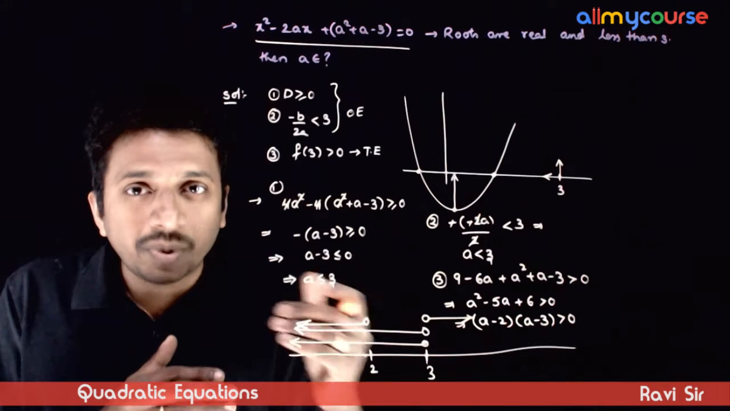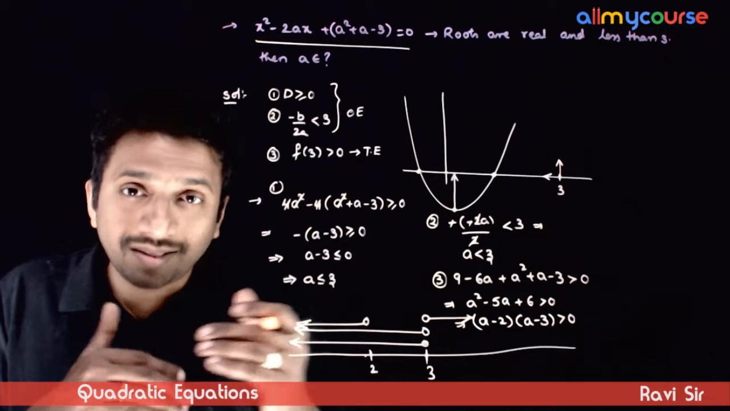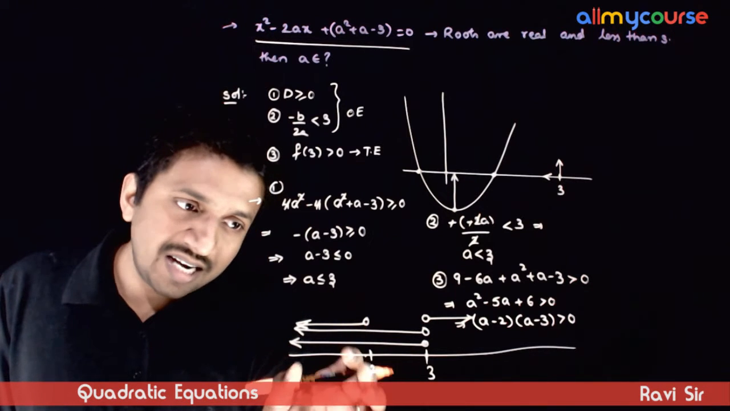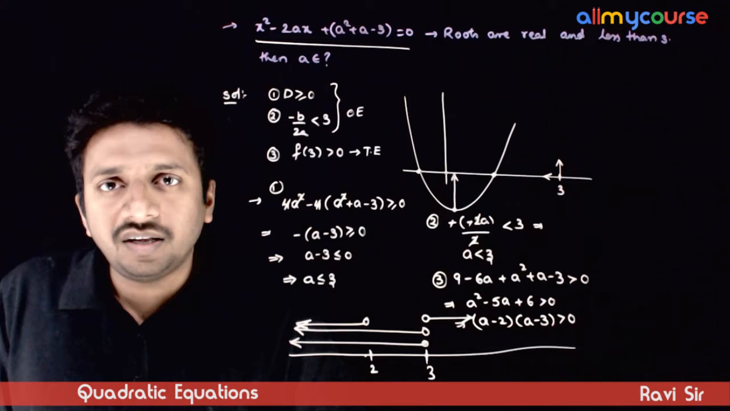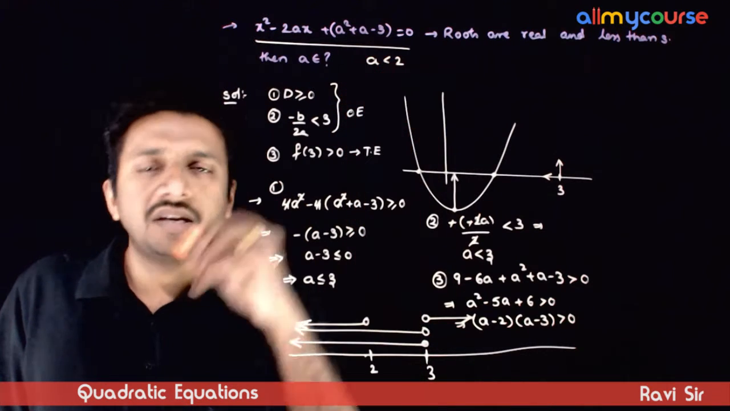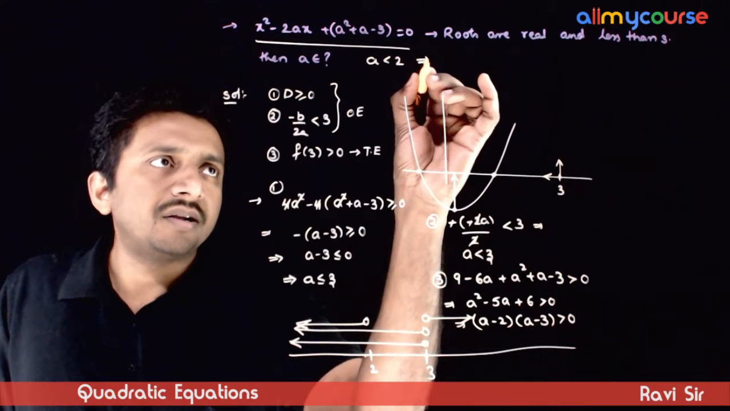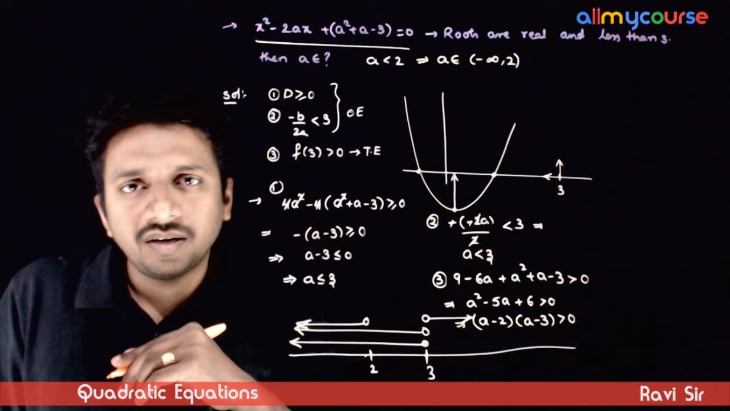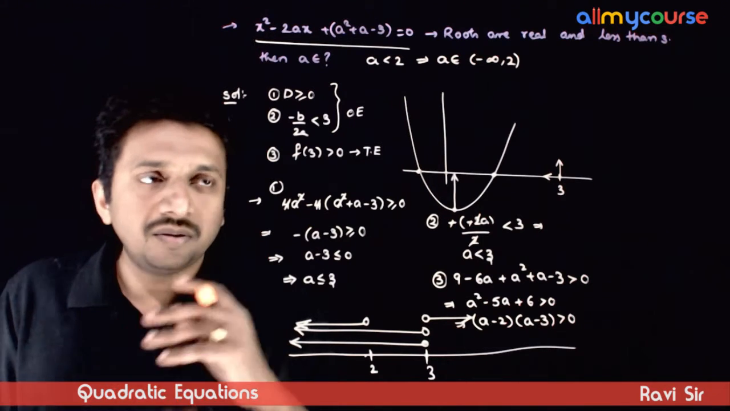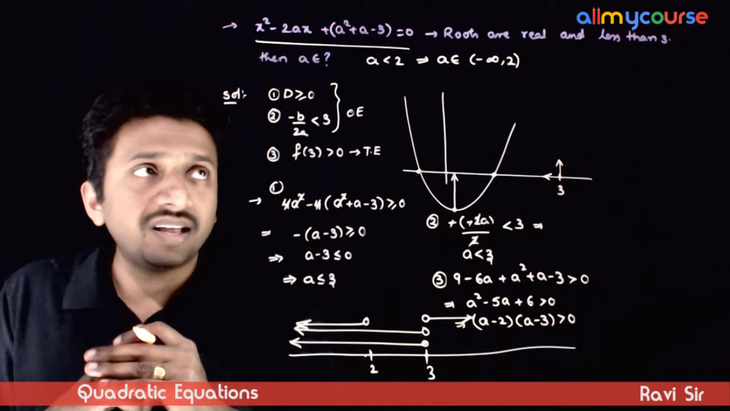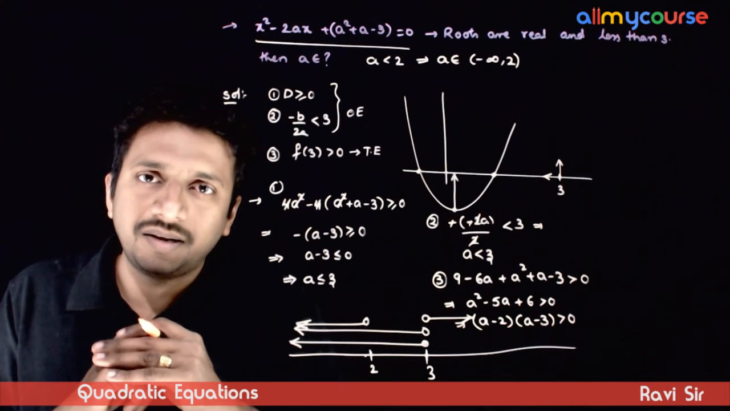Now what is the common interval which satisfies all the three conditions? Obviously you can see that a less than 2 satisfies all the three given conditions. So the final answer is a is less than 2, or a belongs to minus infinity comma open 2. So this is the corresponding interval for a for this condition to be valid.